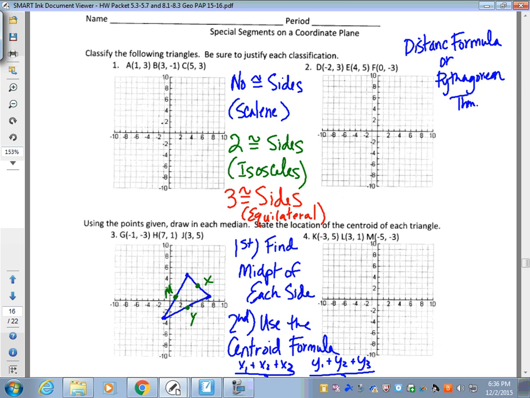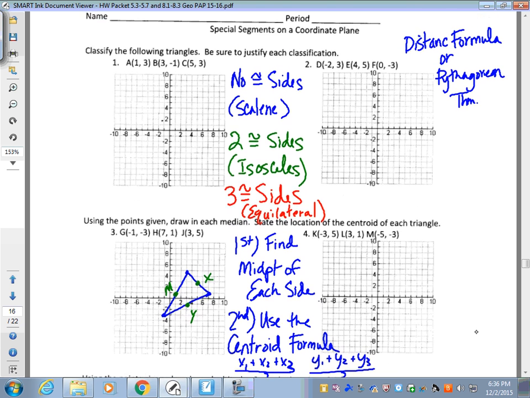Some things for 15. No congruent sides, that's the scalene, because they asked you to classify the triangle. 2 congruent sides is isosceles, 3 congruent sides equilateral. So you need to start off with graphing the 3 points, and then you use your distance formula and compare the lengths to determine what type of triangle it is. I think you have this.